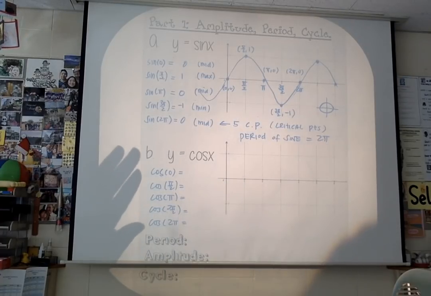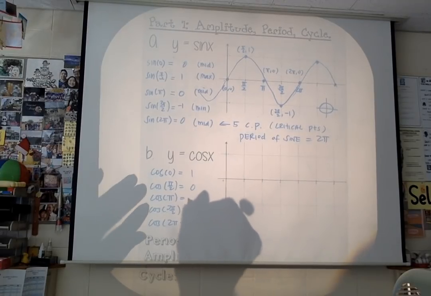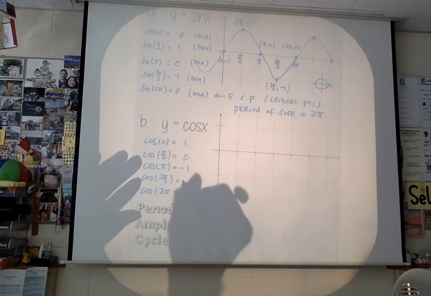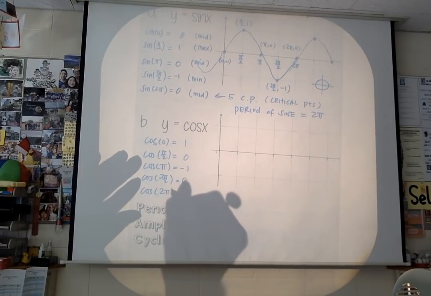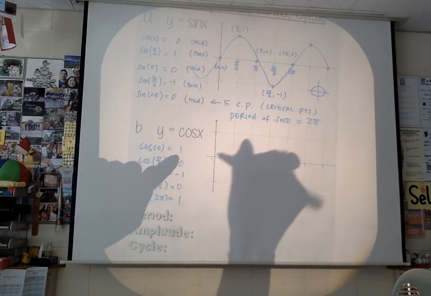Okay, you got it. Cosine of 0 is 1. Cosine of pi over 2 is 0. Cosine of pi is negative 1. Cosine of 3 pi over 2 is 0, like 2 pi over 2 again, right? Cosine of 2 pi is going to be your 1. So you guys, let's look at this. Cosine of 0 is 1.